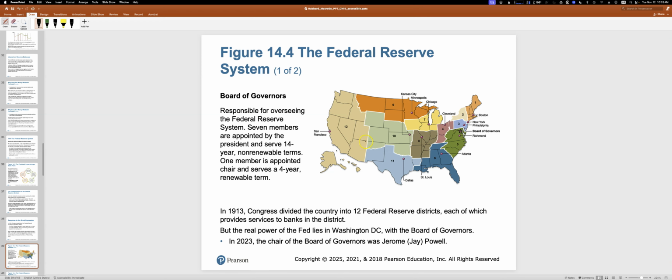These 12 districts are all run then by the Board of Governors, which is in Washington, D.C. And so this is kind of our mix of both regional representation as well as kind of central control that comes from the Board of Governors. And then the chair of the Board of Governors is probably the name that most people get to know. So in the past, it'd be like Janet Yellen, Alan Greenspan, or Ben Bernanke. But today we have Jay Powell.